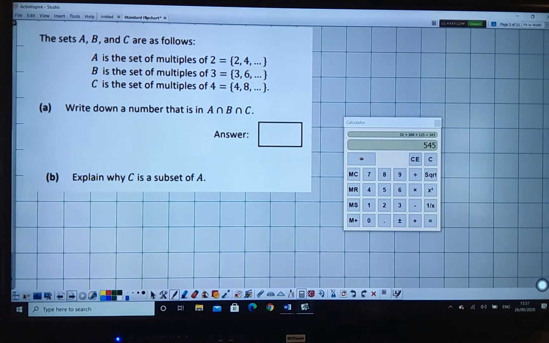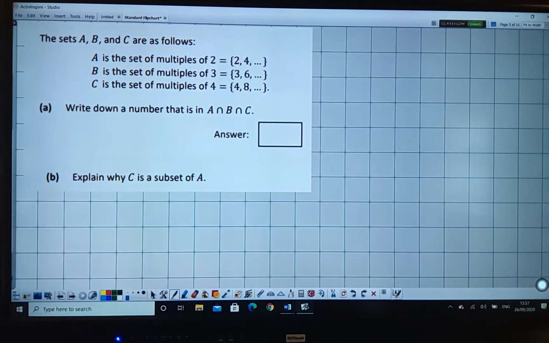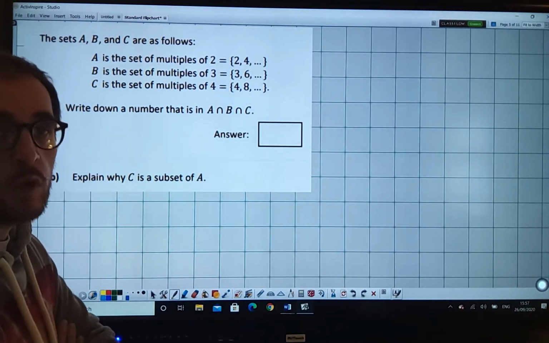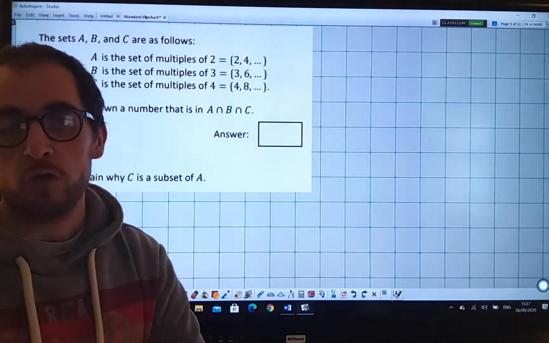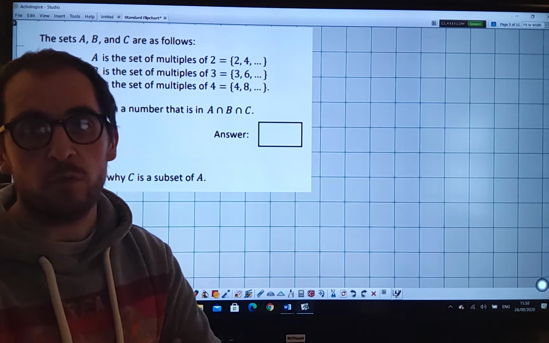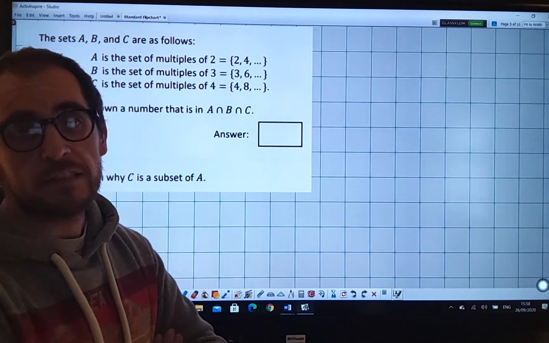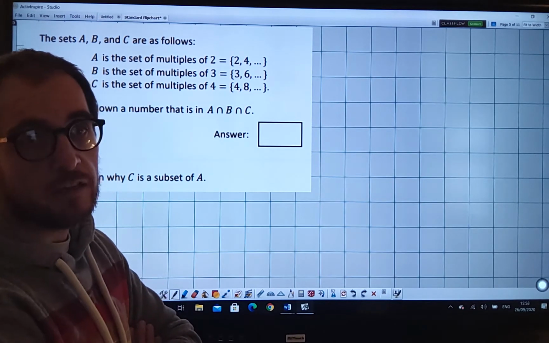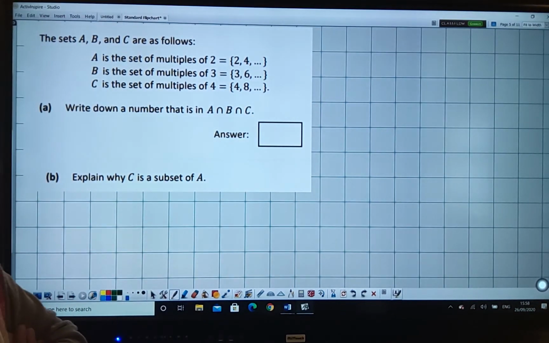Now, the last question was, the sets A, B, and C are as follows. A is the set of multiples of 2. A multiple of a number is when you count in that number. So a multiple of 2 means all the even numbers: 2, 4, 6, 8, 10, 12, 14, 16, 18, 20, and so on. A multiple of 3: 3, 6, 9, 12, 15, 18, and so on. And the multiples of 4 are going to be 4, 8, 12, 16, and so on.